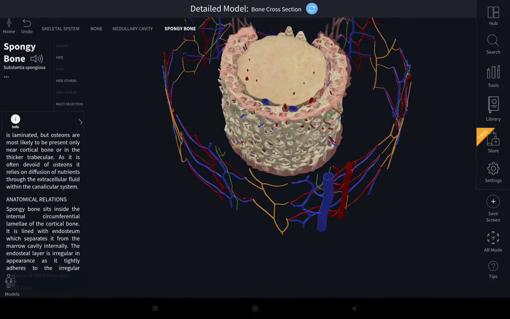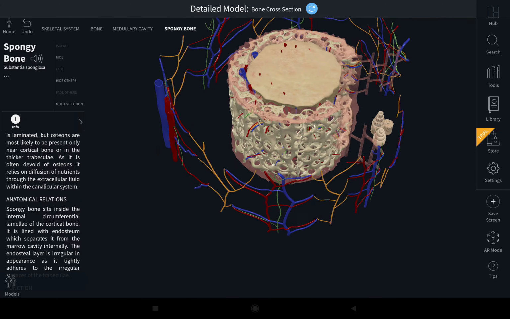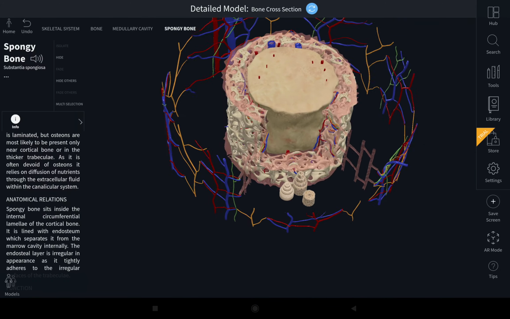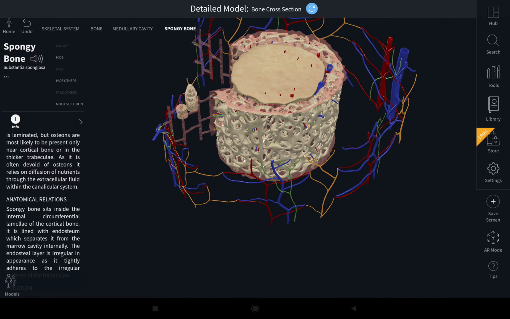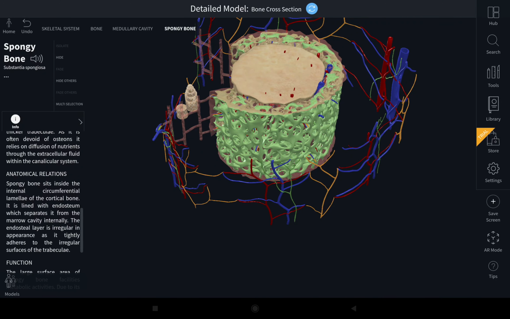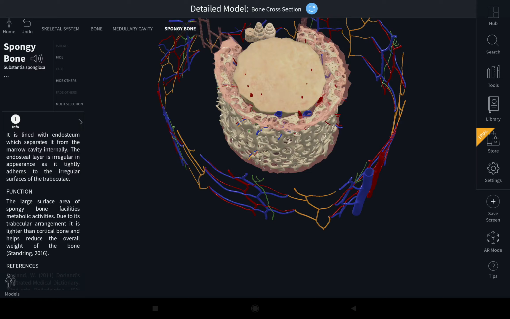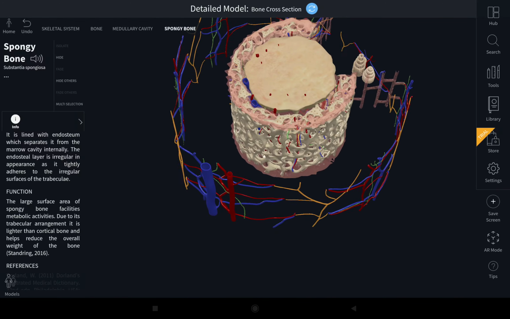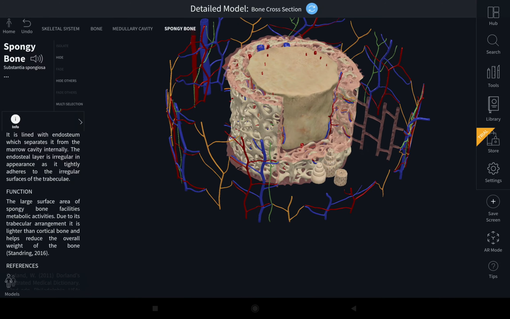It is lined with endosteum, which separates it from the marrow cavity internally. The endosteal layer is irregular in appearance as it tightly adheres to the irregular surface of the trabeculae. Function: the large surface area of spongy bone facilitates metabolic activities. Due to its trabecular arrangement, it is lighter than cortical bone and helps reduce the overall weight of the bone.